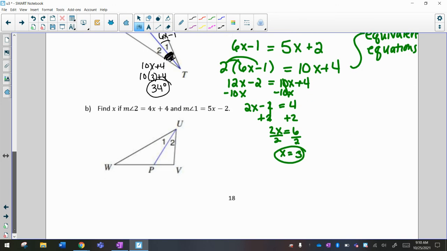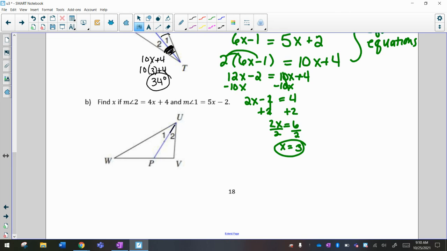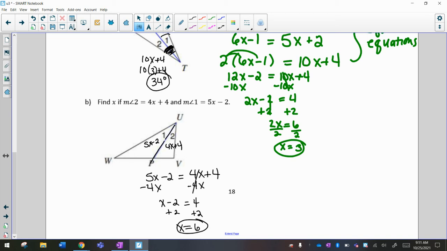Last one. Down here we got angles 1 and 2. This is the angle bisector. So 1 has to equal 2. Pardon me. Angle 1 is 5x minus 2. Angle 2 is 4x plus 4. They're supposed to be equal, so I'm going to set them equal. If that's an angle bisector, the two parts created are equal to each other. And then I just solve for x. Subtract 4x. X minus 2 equals 4. Add 2. And I get x equals 6.